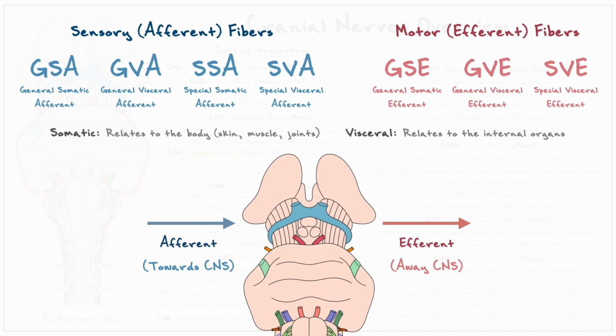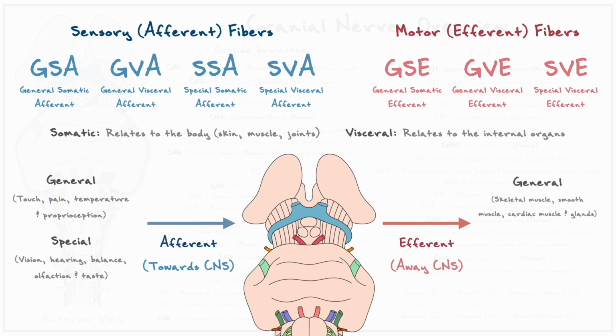For general and special fibers, let's start with sensory fibers first. In this instance, general afferent fibers are the ones that carry information about touch, pain, temperature, and proprioception, which primarily comes from the skin, muscles, and joints, whereas special fibers carry information from our special senses like vision, hearing, balance, olfaction, and taste. In terms of efferent fibers, general efferent fibers send information to skeletal, smooth, and cardiac muscles, as well as glands. Special efferent fibers, on the other hand, activate muscles that are derived from pharyngeal arches, which are basically the muscles that constitute the face, the pharynx, the larynx, and a few other structures in the head.